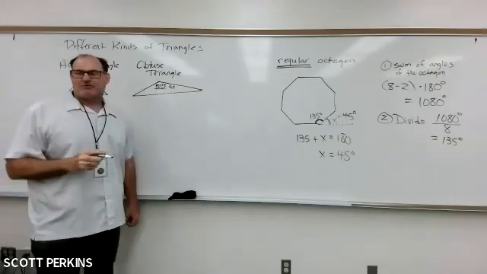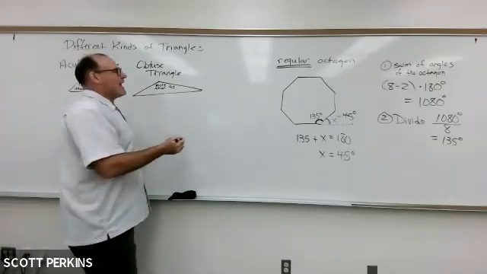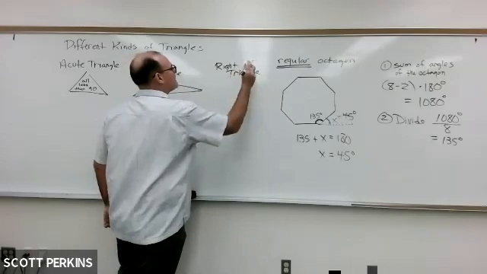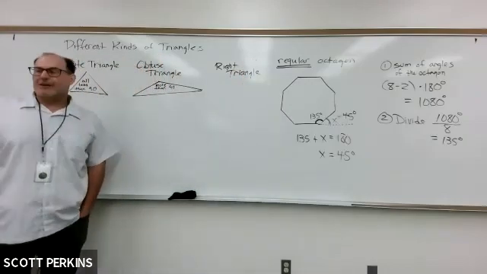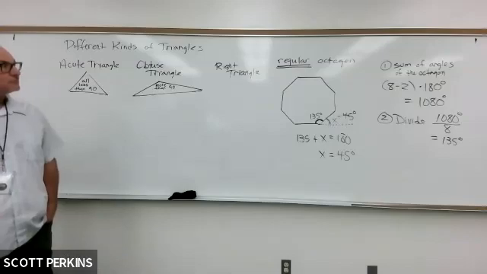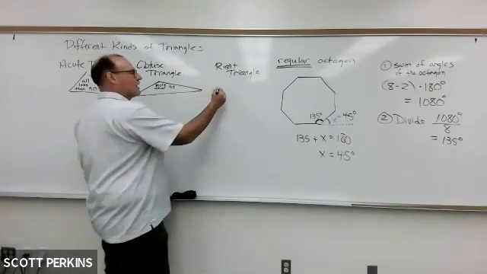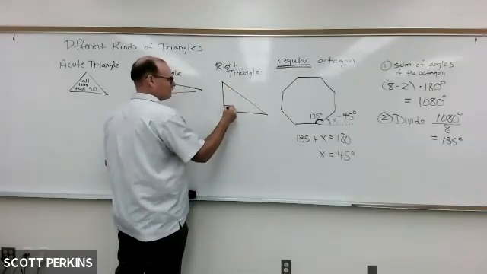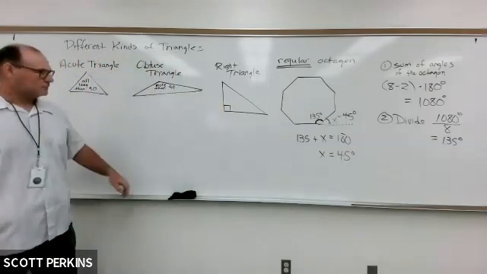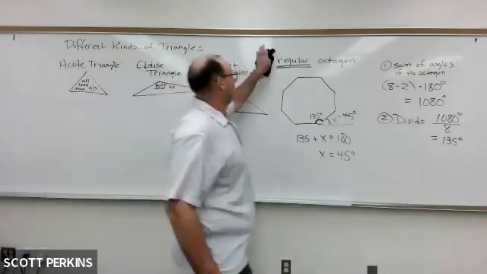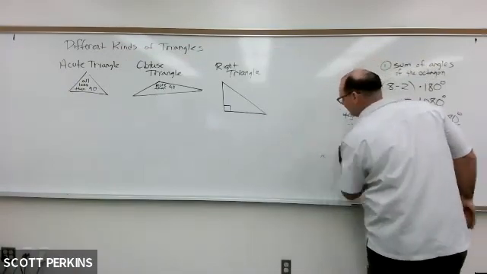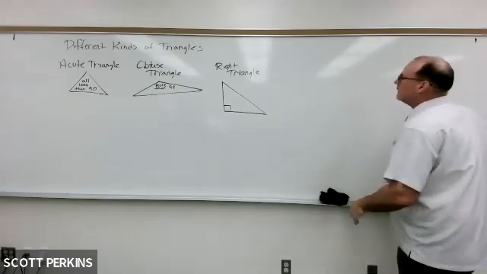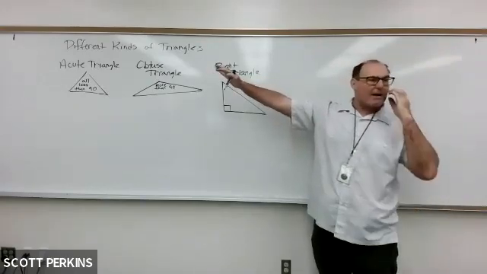And then the last type of triangle, if you're categorizing by angle, is a right triangle. And then again, if we're thinking back to what we already saw last time, a right triangle, what is a right angle? 90 degrees. So a right triangle has a right angle. Great. That's how you categorize triangles by angles.